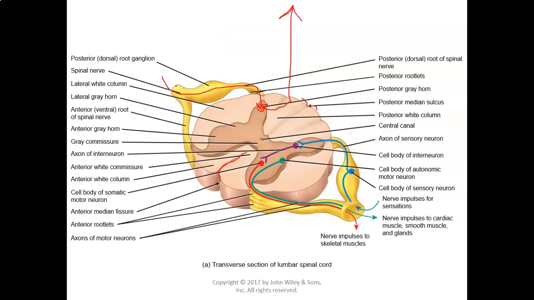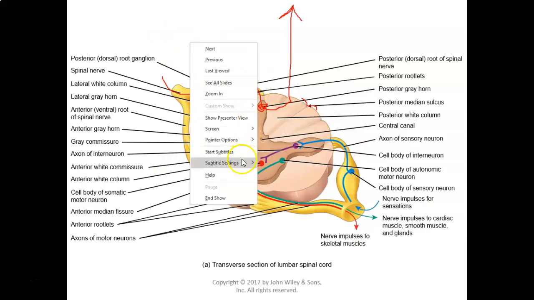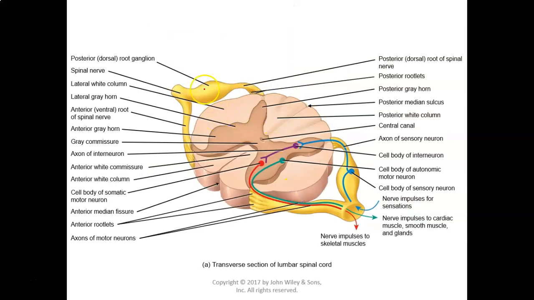A structure I forgot to point out on this slide is this structure right here, the dorsal root ganglion, or the posterior root ganglion. Whatever you want to call it, your choice. A ganglion is just a bunch of cell bodies located in the peripheral nervous system. The dorsal root ganglion specifically is very important in our ability for our nervous system to function.